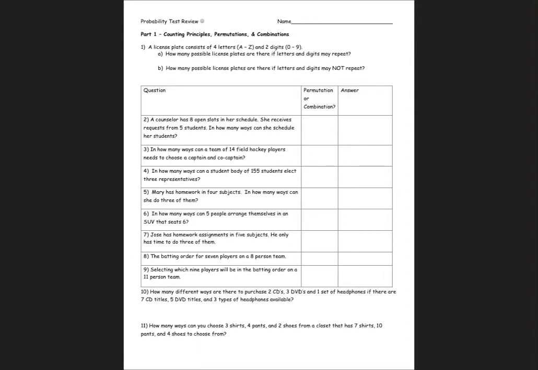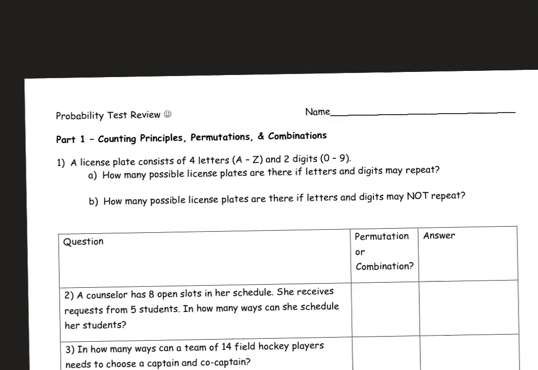I'm going to go through the test review and kind of go through the answers. I'll give you some hints and stuff like that. So number 1, I'm talking about a license plate consisting of letters and digits. For letter A, it says how many possible license plates are there if letters and digits may repeat.